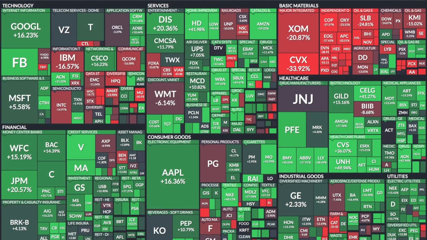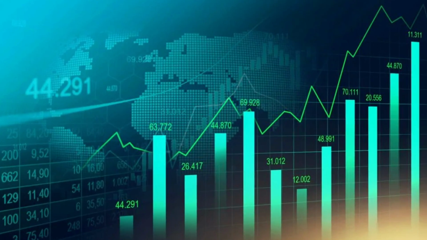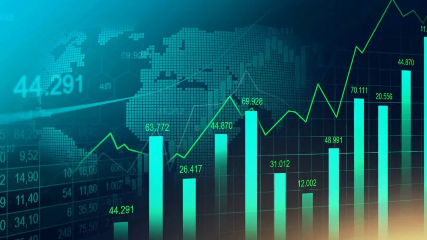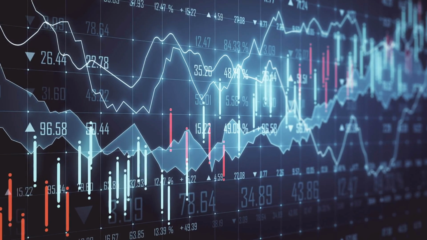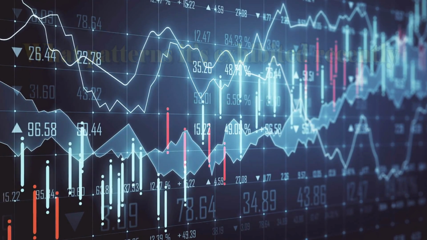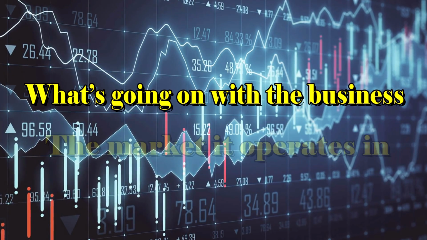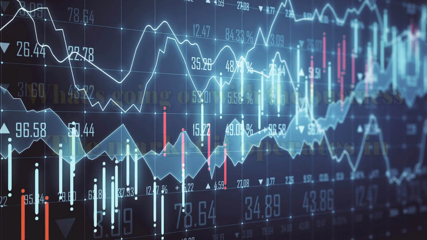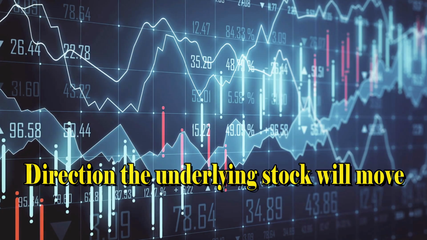Don't just pick stocks at random. You want one that has an active options market and something that has been trading for a long time so that it has a little stability. And once you've picked out your stock, you need to consider what patterns it's exhibited recently. What's going on with the business and the market it operates in? Which direction do you think the underlying stock will move?